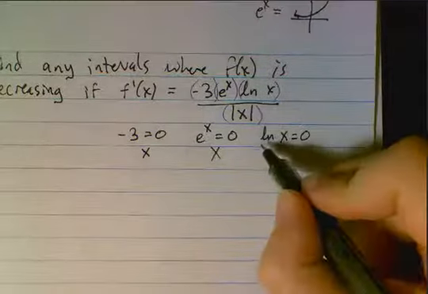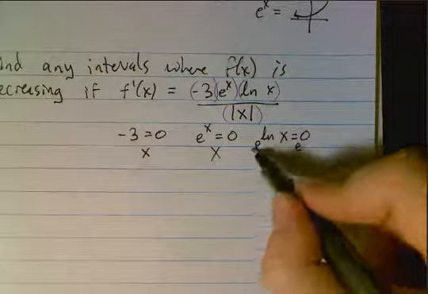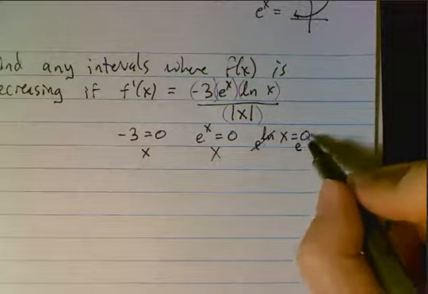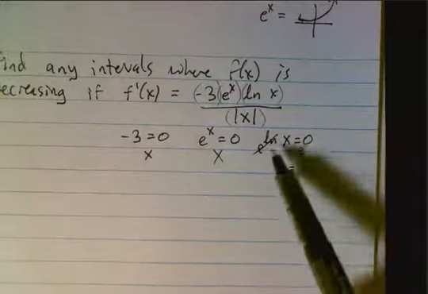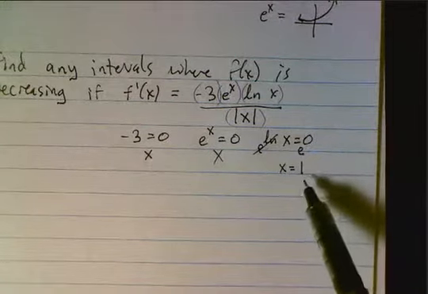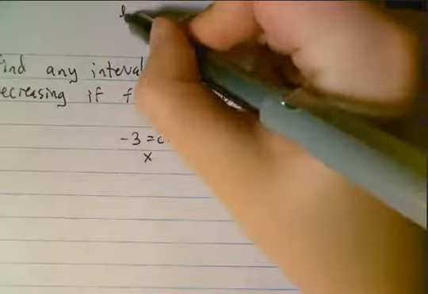We can also look at this here and say, how do we solve for x? Well, we do e of each side, which undoes the natural log. Anything to the 0 power equals 1. So natural log of x equals 0 when x equals 1. It's also just something that you really ought to know.